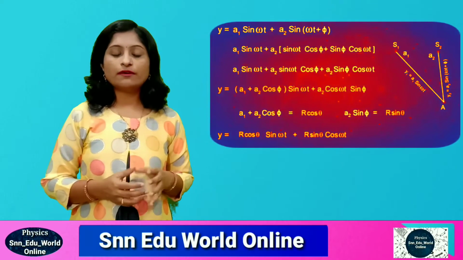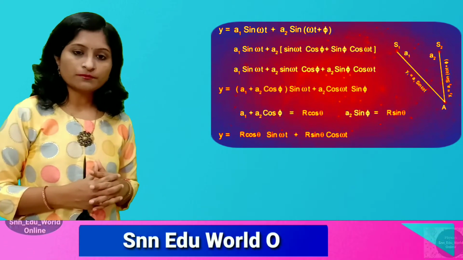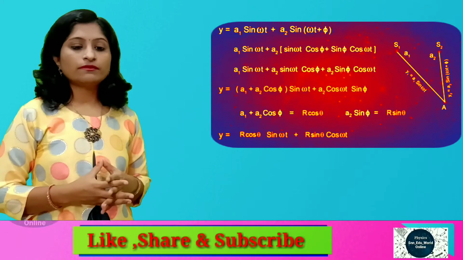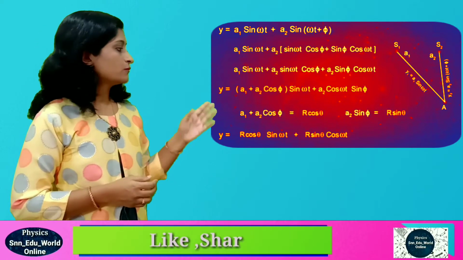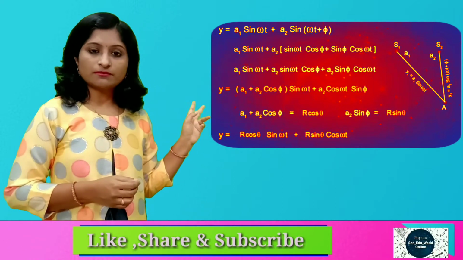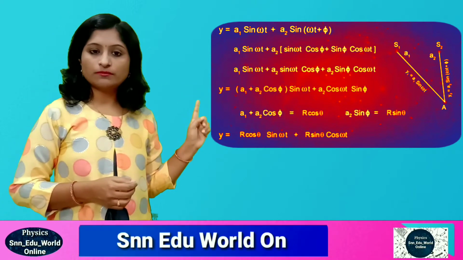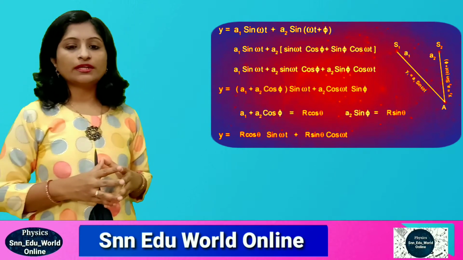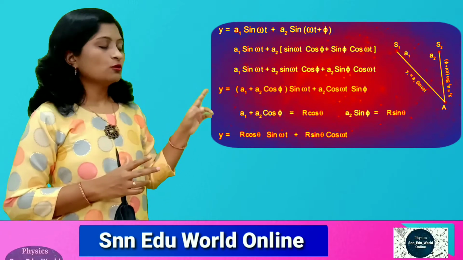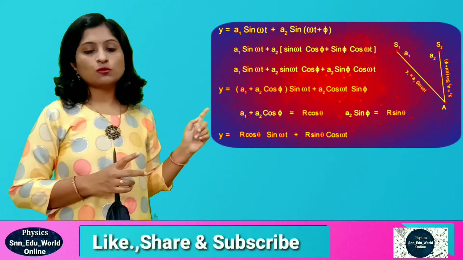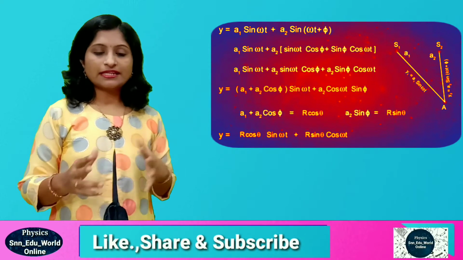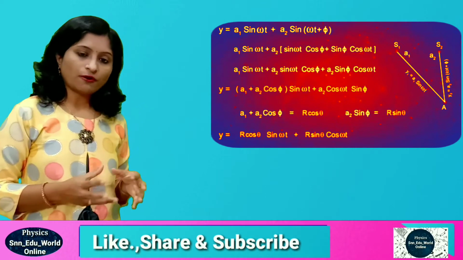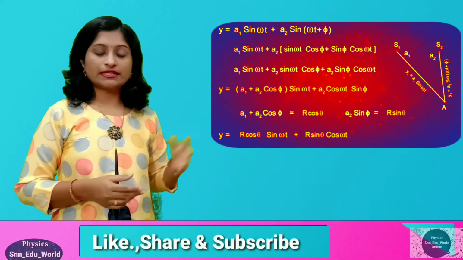Now we need to solve this equation. How to solve it? Sin(omega t + phi) is of the form sin(A + B), so we will solve it by that formula. The first term remains as it is, a1 sin omega t, plus a2 into the bracket, sin(omega t + phi), which can be written as sin omega t cos phi plus cos omega t sin phi. That is, sin(A + B) = sin A cos B + cos A sin B. From that formula we are getting this step.